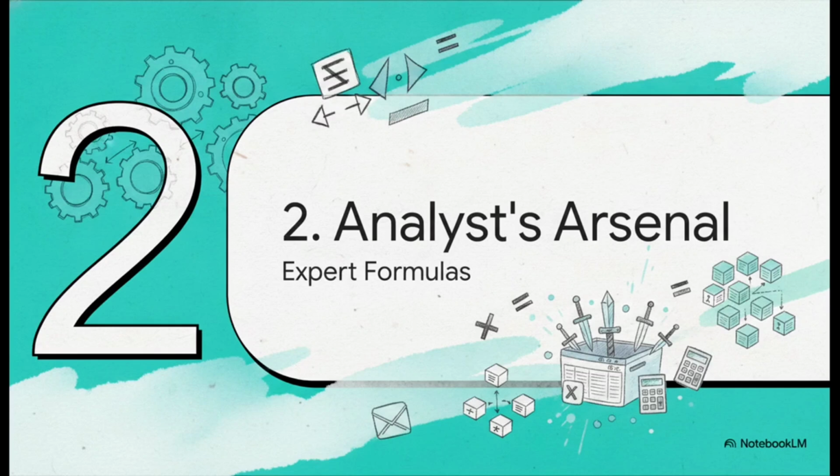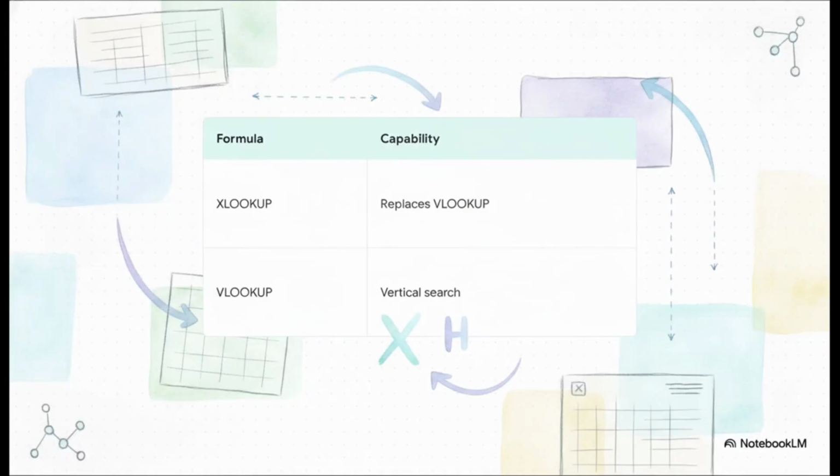Moving right along to section 2, the analyst's arsenal. Let's rapid fire through the expert formulas that'll replace hours of manual sorting. So for searching data, you've probably heard of VLOOKUP and HLOOKUP for vertical or horizontal searches, but honestly, they break way too easily. The modern hero here? It's XLOOKUP. It completely replaces the older lookups because it defaults to an exact match and it searches any column, left or right. And the best part? Since it maps directly to cell ranges instead of counting hard-coded column numbers, it never breaks when you insert new data. It is a total game changer.